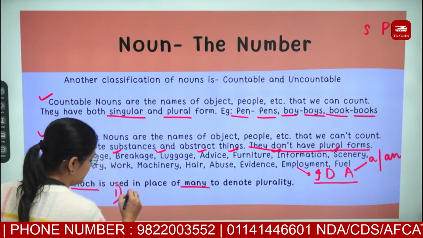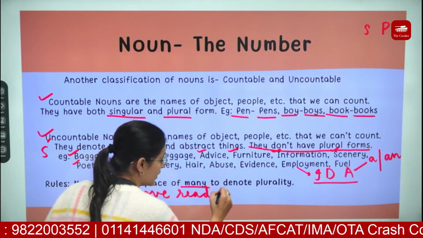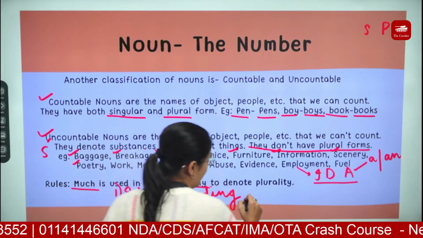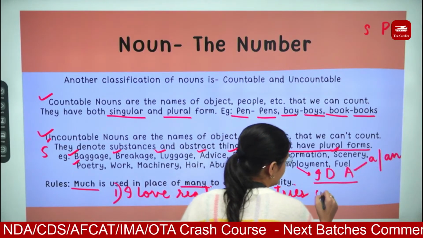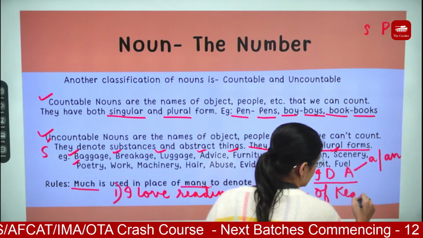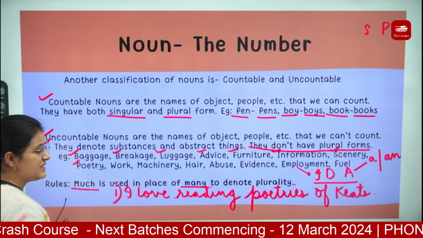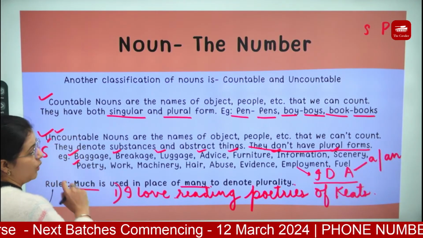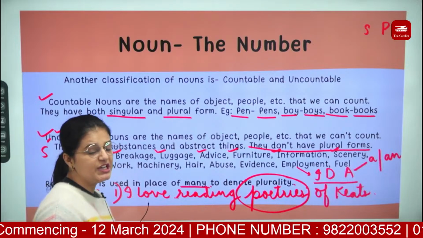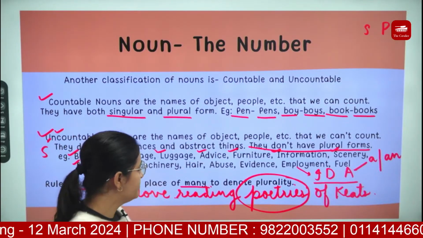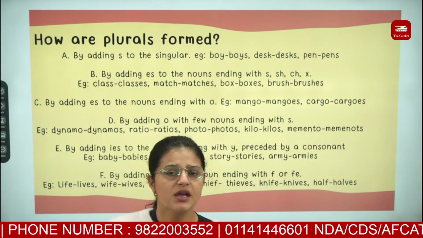First example is: I love reading poetries of Keats. What is the error here? If I look at the sentence, just as I told you, uncountable noun does not have plural form. So, it is going to be poetry, not poetries. Okay? Now, moving ahead, let's look at how do we form plural words.